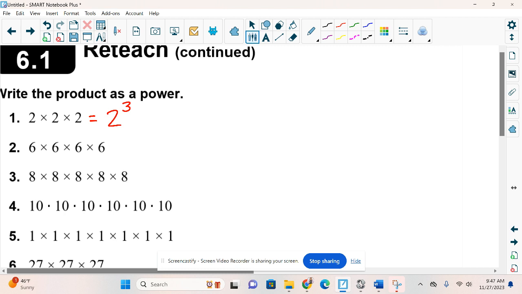2 cubed. Does it make a difference if there's a dot? No, dots are just multiplication. Alright, so what is this equal then? If I punch this in my calculator, 2 to the third power, what is it equal? 8. And do we say 8 cubed? No, you'd say 2 cubed equals 8.